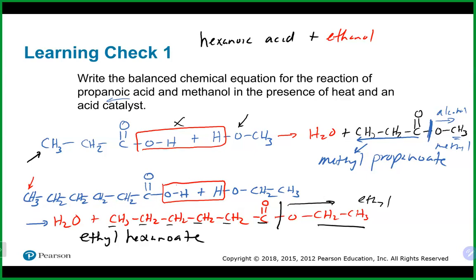Again, this reaction is what is referred to as an esterification reaction. Carboxylic acid, alcohol, water goes out, squish everybody together. You make an ester and you have smells.